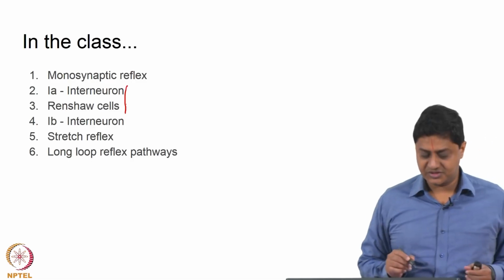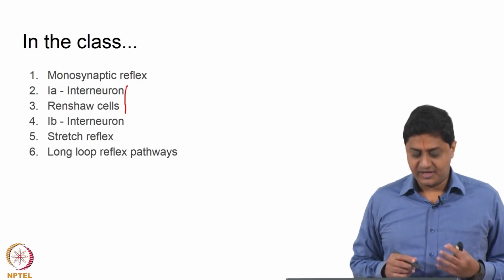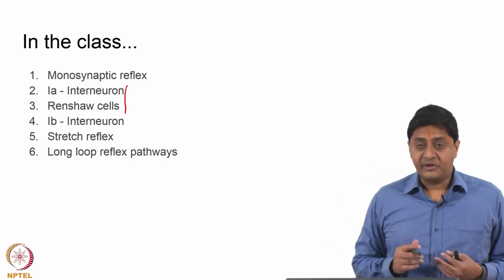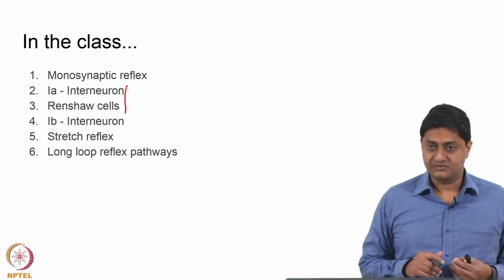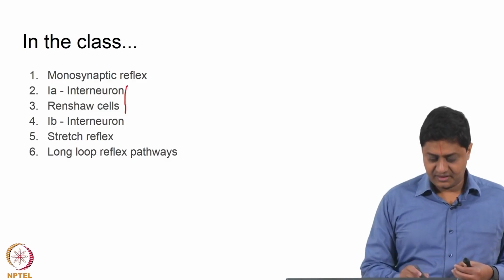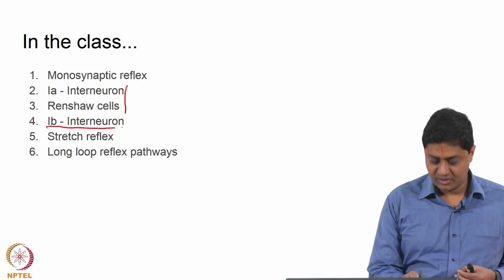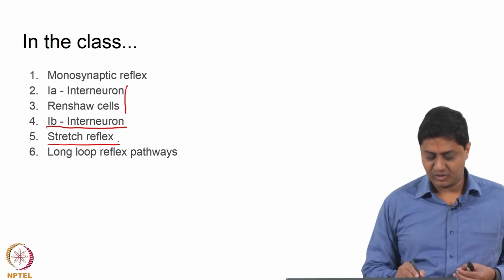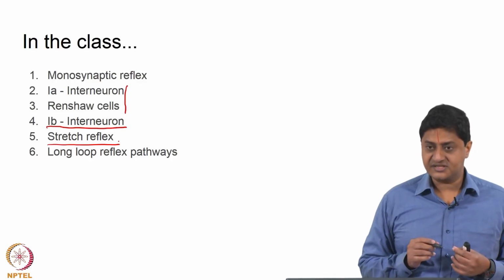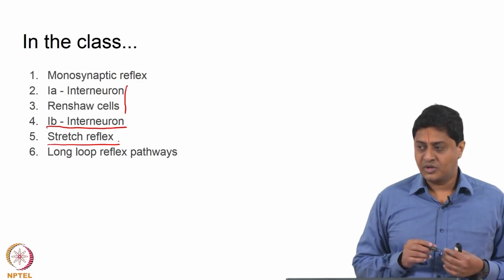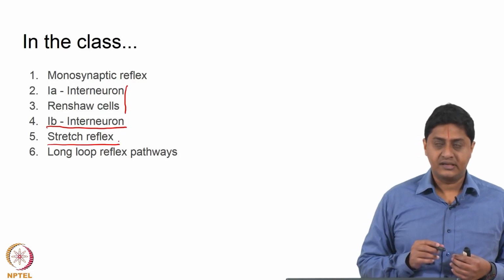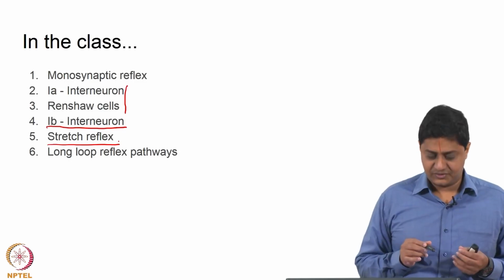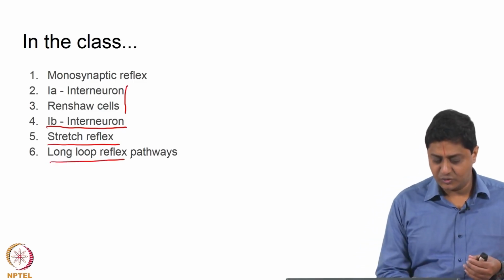We have introduced these notions earlier, the concept of 1A interneuron and the special inhibitory interneuron in the motor circuit, the Renshaw cell, and in today's class we will talk about 1B interneuron. We will talk about stretch reflex, alpha gamma coactivation, how these reflexes can also be modulated by descending influence or those that involve brain circuits, what are also called long loop reflexes.